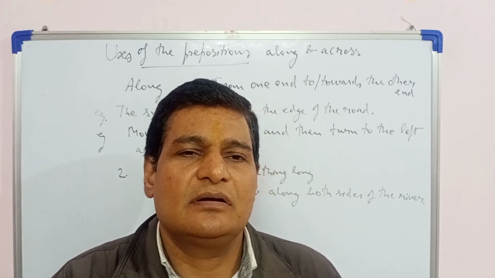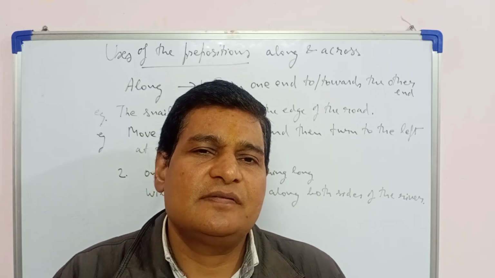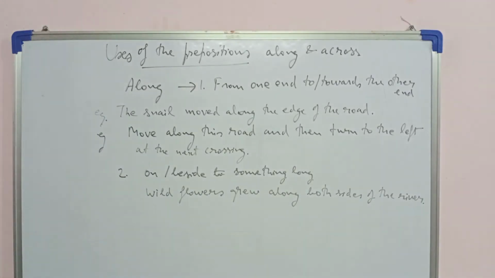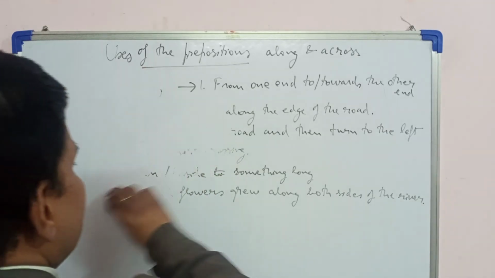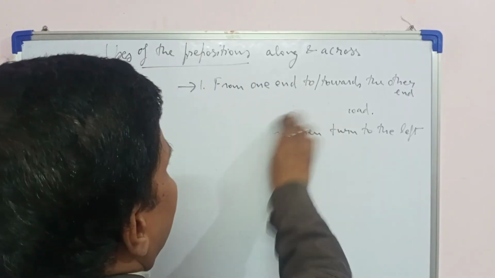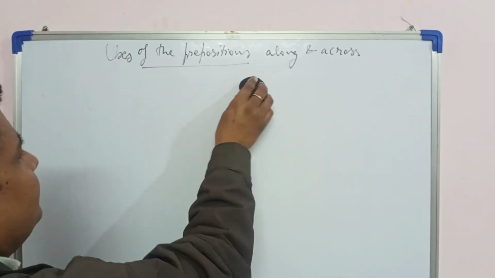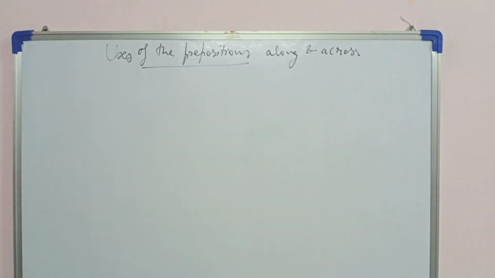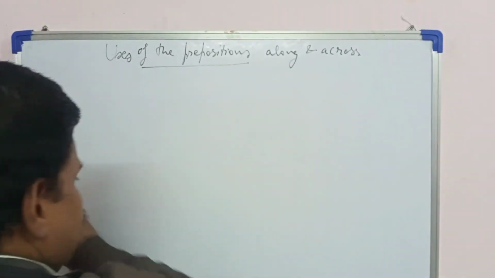Now we will understand the usage of across. As I told you, it gives us the idea from one side to the other. So let's understand. From one side to the other. For example, he jumped into the river and swam across to the other bank.